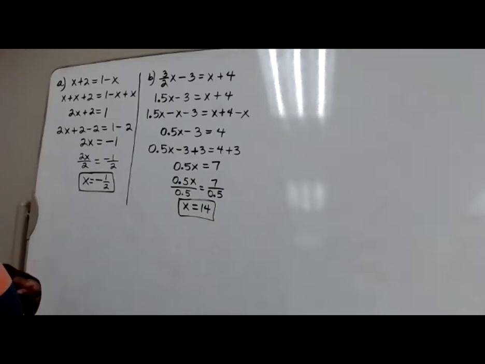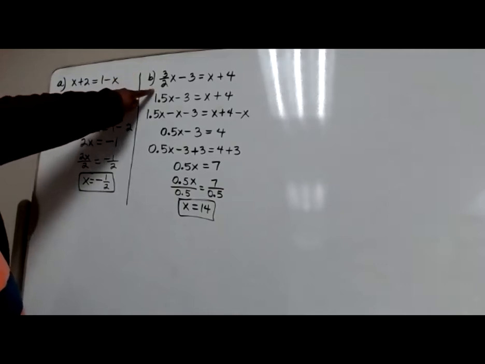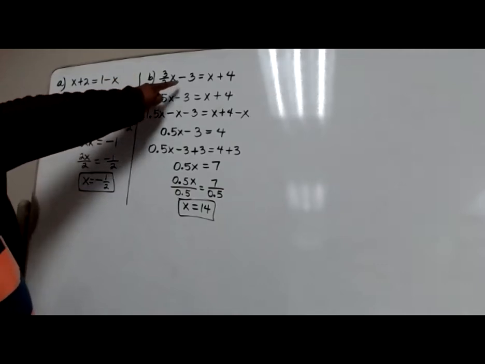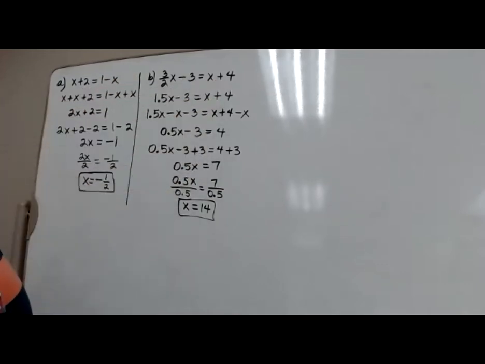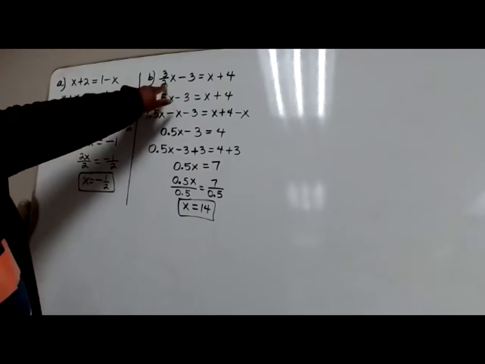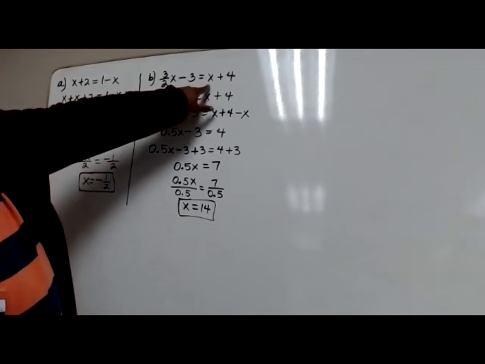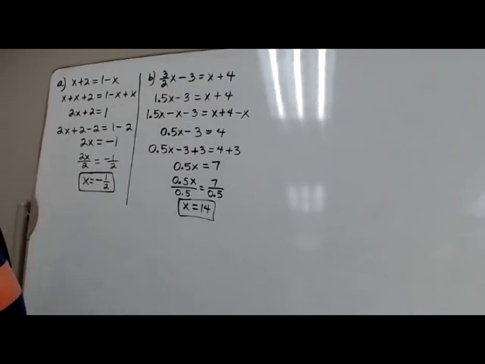There are many ways you can start that problem. Because of that 2 in the denominator, I would have multiplied every single term in that equation by 2 just to get rid of the fractions. The 3/2 x I have to multiply by 2. The 3 would have to be multiplied by 2, the x would be multiplied by 2, and the 4 would be multiplied by 2.